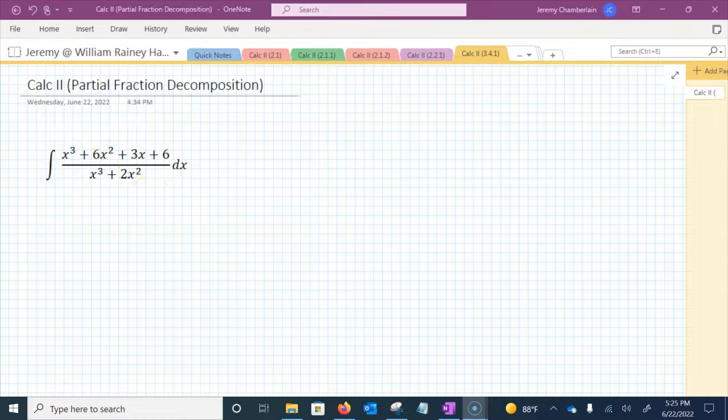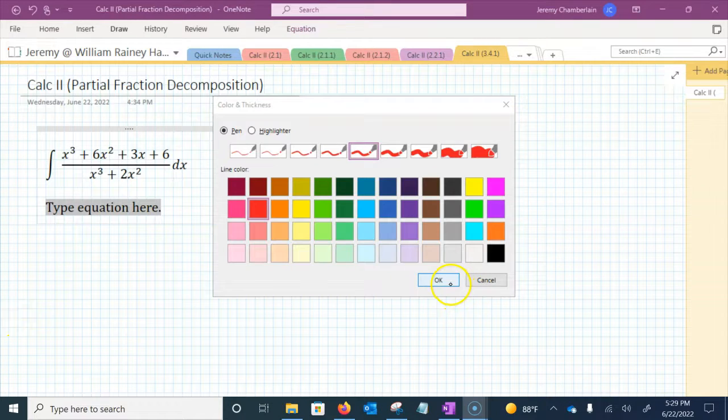So go ahead and hit pause now, perform long division, and rewrite that integrand where the numerator is less than the denominator as far as degree, and there's going to be a polynomial term in front. All right, go ahead and hit pause now and do the long division on your own. All right, I can go ahead and do this by hand with a pen.